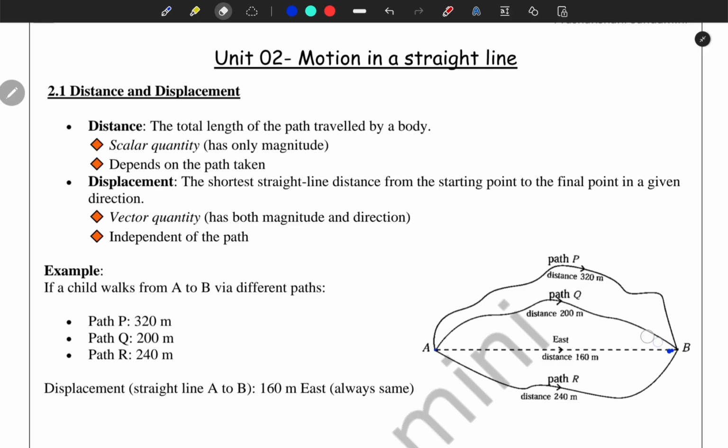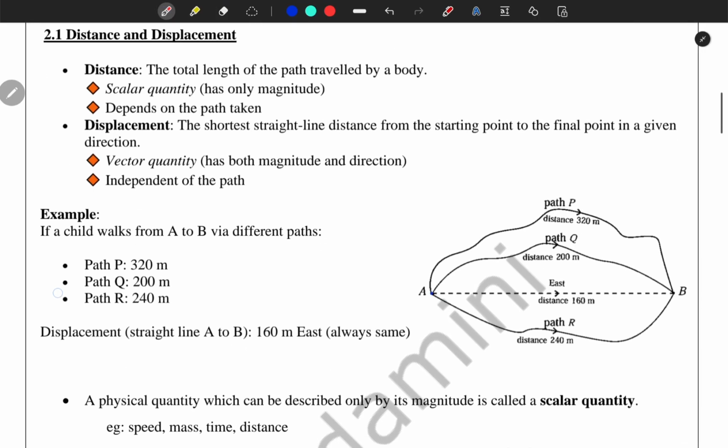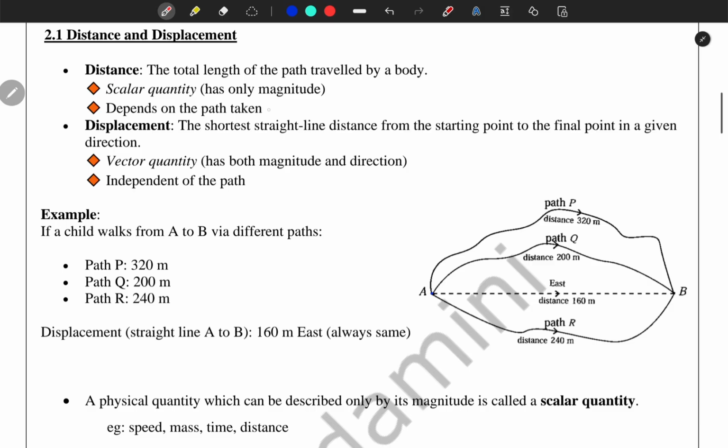These two words are essential to describe the upcoming terms too. So keep in your mind these two words, scalar and vector. You have to focus on these words. Distance only has magnitude, but a vector has both magnitude and direction. I think you got what it really means. So as I said, distance depends on the path. Displacement does not depend on the path.